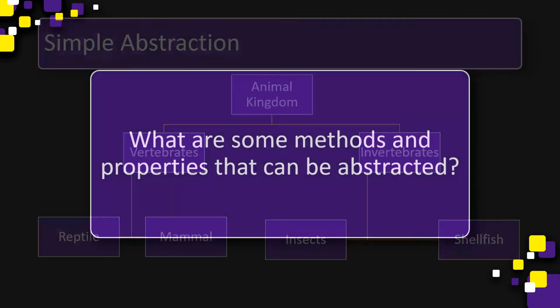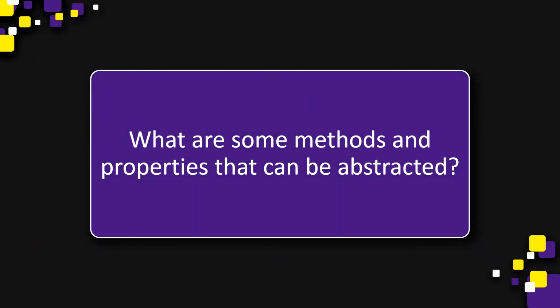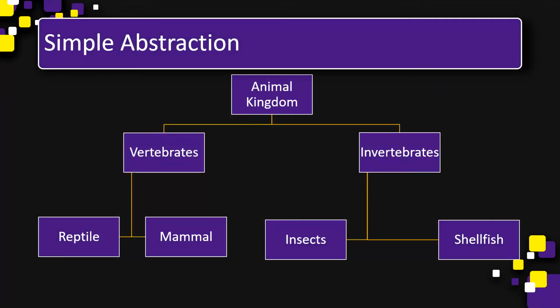But what are some of the methods and properties that can actually be abstracted out of this? What are things that all of these creatures do? Let's go back for a minute. If you look at all these, what do they all have in common? And then if you were to actually implement them, what would they have that's different? Where should each of these methods or data values be stored?